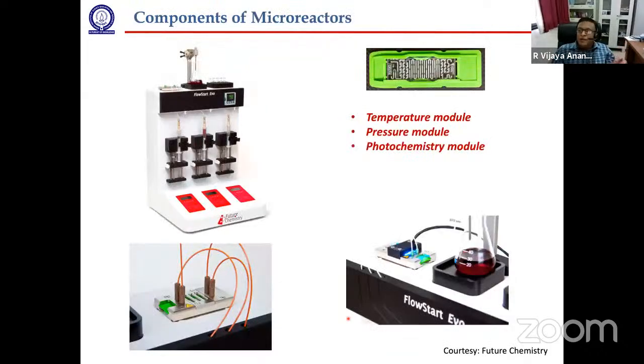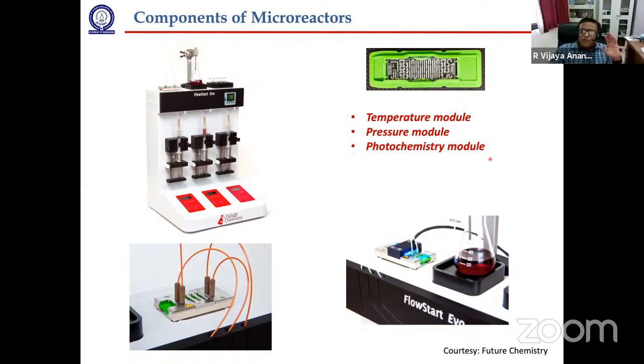Okay, now coming to the components of the microreactor. There are several companies who make microreactor setups. This is called a microreactor, but you need a setup to do the continuous flow reaction. You can see here, this is particularly from a company called Future Chemistry, and I have taken it just for explanation purposes. There are three components: one is the temperature module, another is the pressure module, and the last one is the photochemistry module.